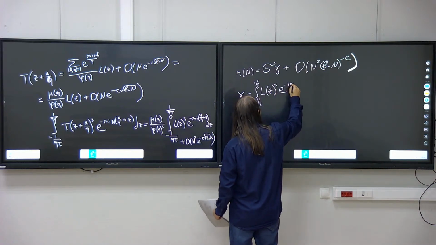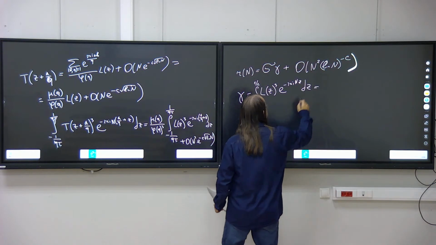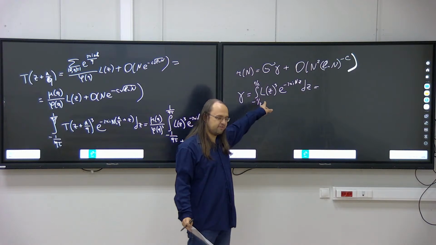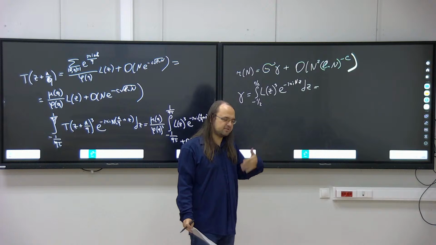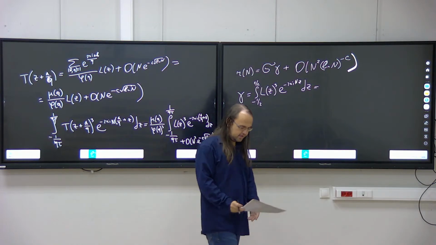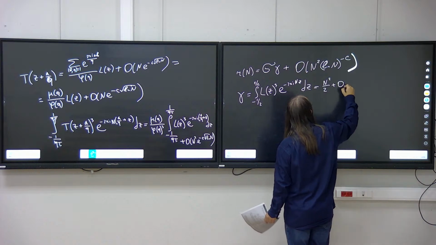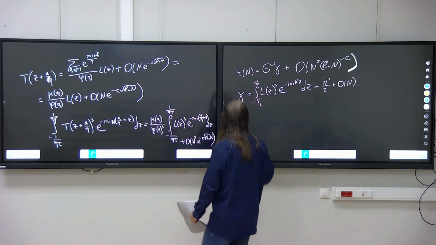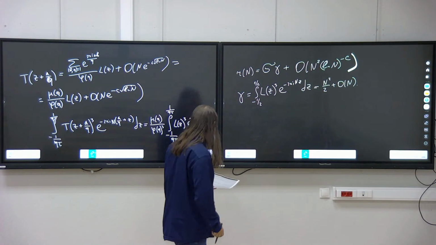E to the minus 2 pi i n z dz, and in this case this just evaluates to the number of a, b, and c such that a plus b plus c is equal to n. And this is of course equal to n squared over 2 plus big O of n. So the singular integral is very easily evaluated.